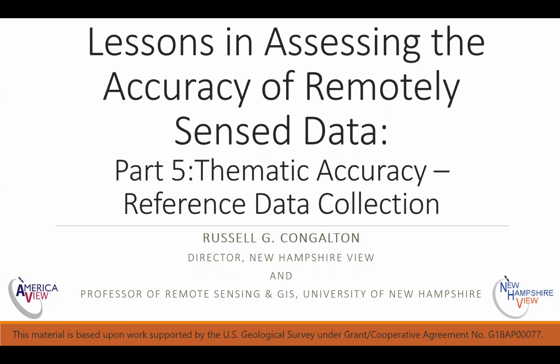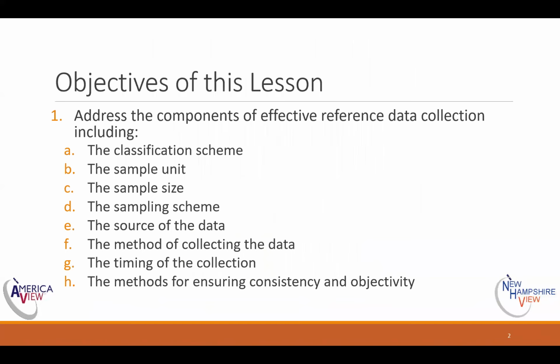Welcome to lesson 5 of 7 on assessing the accuracy of remotely sensed data. In part 4, we talked about an overview of thematic accuracy, sort of introducing the topic. And in part 5 here, we're going to talk about reference data collection. So the objectives of this lesson are really about the components of an effective reference data collection.